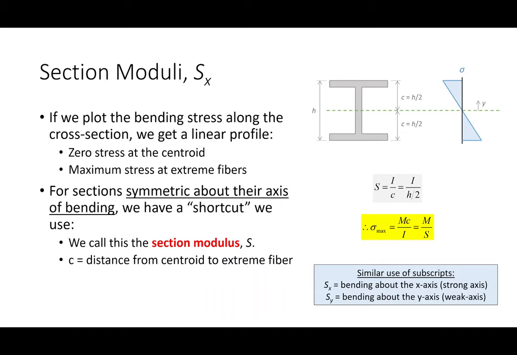So we have a shortcut in mechanics, and we basically say, look, we know that the worst case scenario is either at the top or the bottom. So instead of computing sigma equals My over I, I'll just take sigma equals M over S. And S is what we're going to call the section modulus. And the section modulus is just the moment of inertia divided by that extreme fiber distance, the distance from the center to the very top or from the center to the very bottom. With me so far?